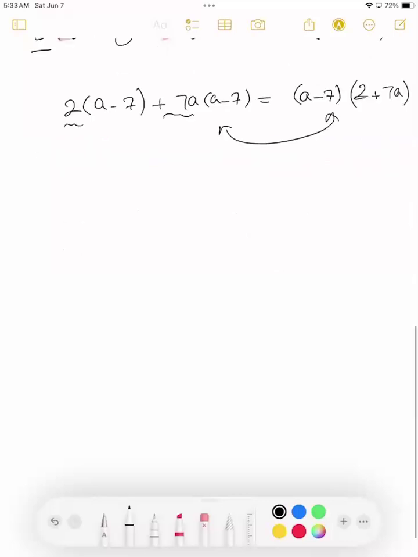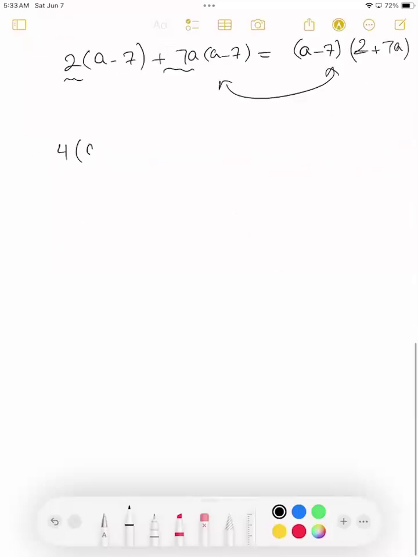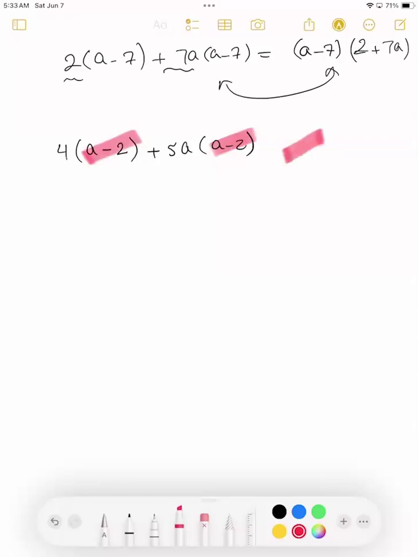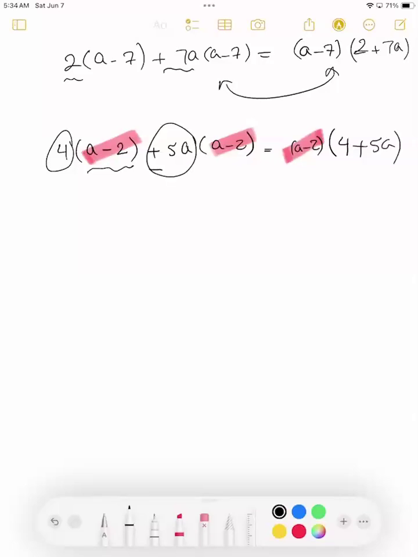So I just want to do one more. If I have 4(a minus 2) plus 5a(a minus 2), a minus 2 is a common factor. They both have an a minus 2. So I take the common factor, a minus 2, open up a parentheses. If I factor this out, I'm left with 4. Put a plus sign, and I'm left with 5a here. So that's how you factor.